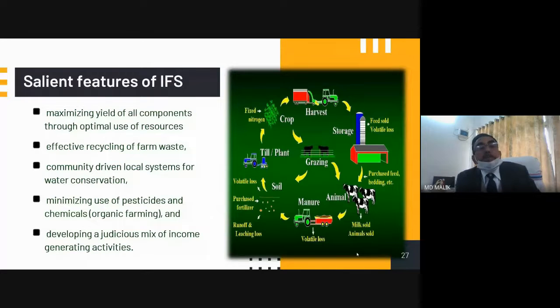So this is maximizing yield of all components through the optimal use of resources and effective recycling of farm waste. We have to definitely think, as I have discussed earlier, that there must be recycling of the farm waste in the integrated farming system, so that there is no need for an outside or external approach for this recycling or for the materials required for the integrated farming system. Then we have to think of a community-driven local system for water conservation, minimizing use of pesticides and chemicals in organic farming. Then whatever things we use, we have to think about a judicious mixture of income generating activities. That is more important in the system.